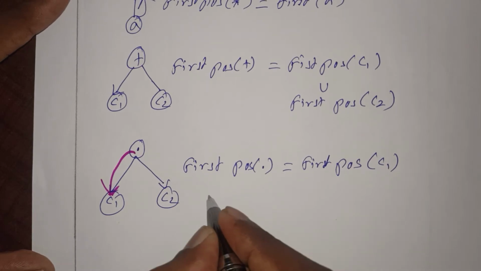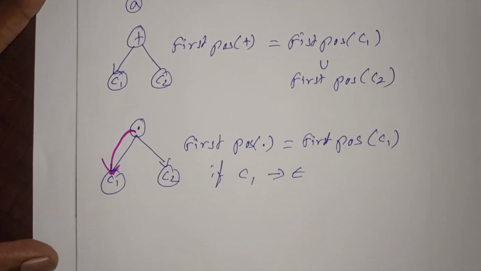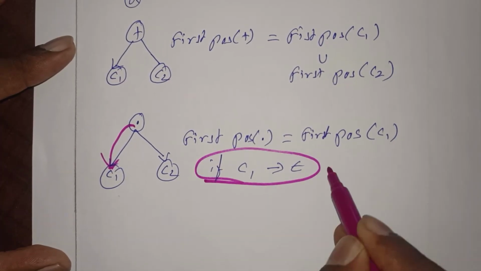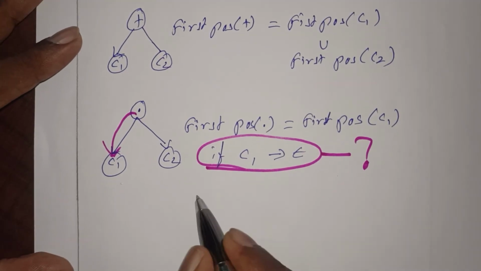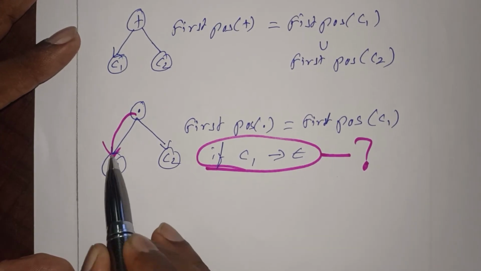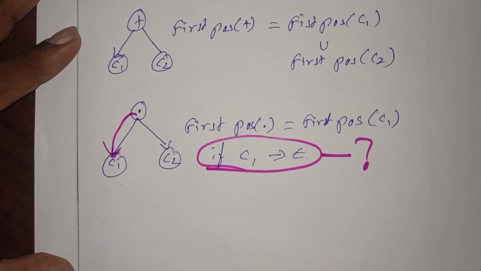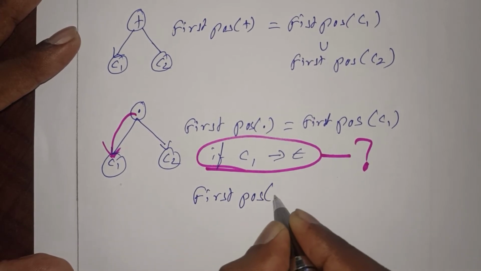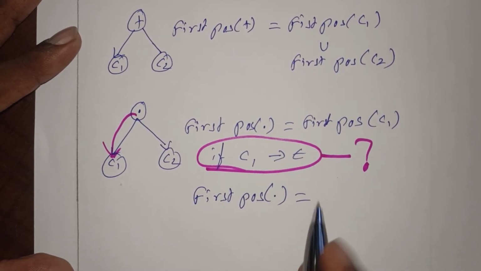Now say for example, if C1 is an epsilon, in this condition what to do? This is the kind of scenario you need to look out for. In this scenario, it will do one more thing: it will take the union of both. When the left side, that is the first position of this dot, is null, then it will take the union of first position of C1 and C2. That's it. So first position is equal to this when this particular C1 value is null. That is the point.